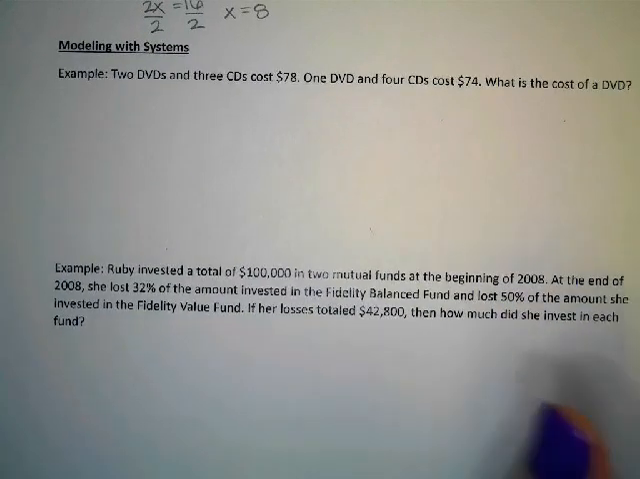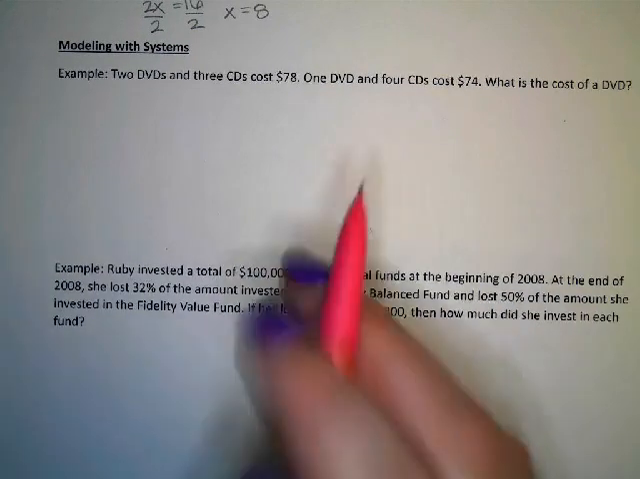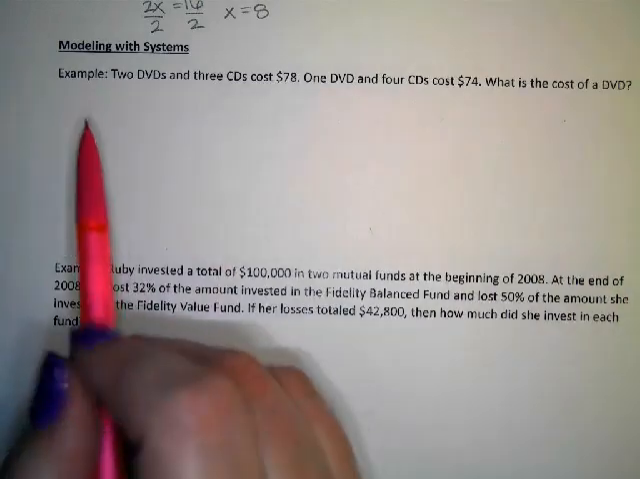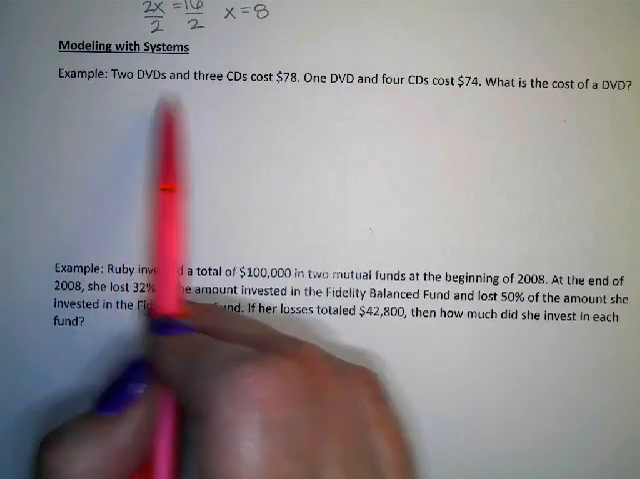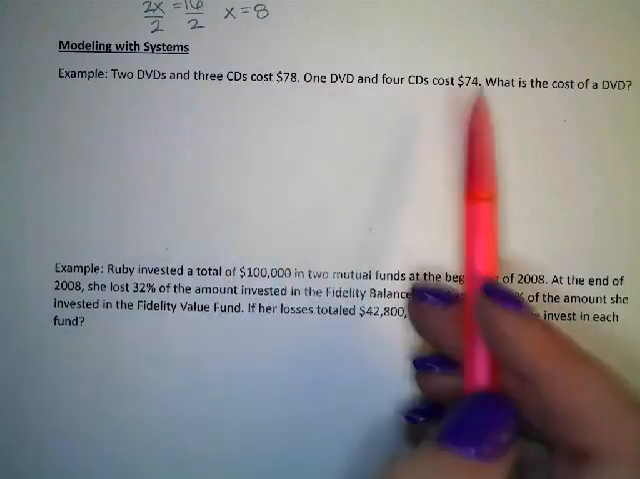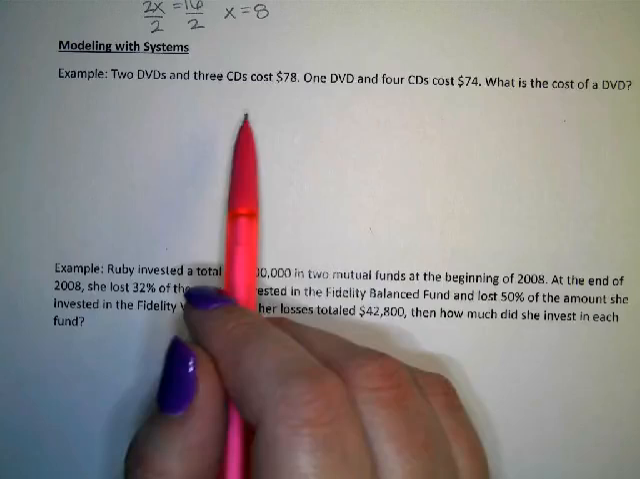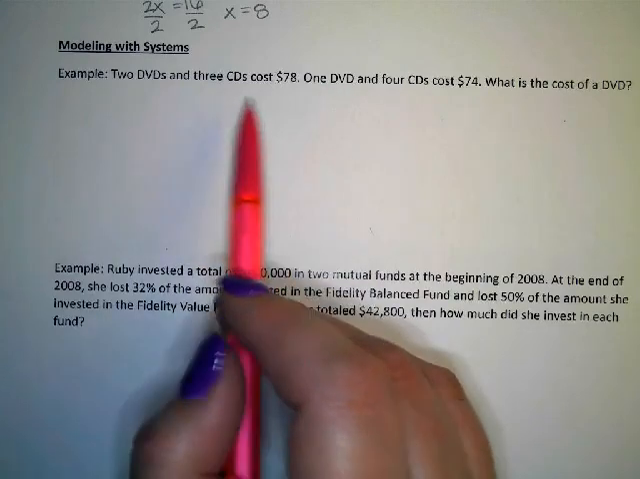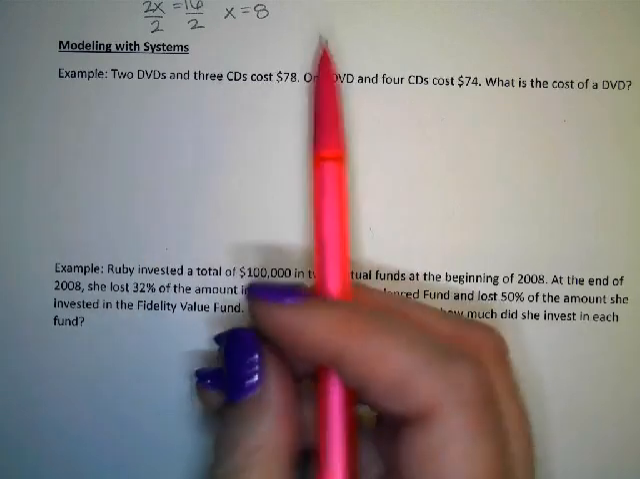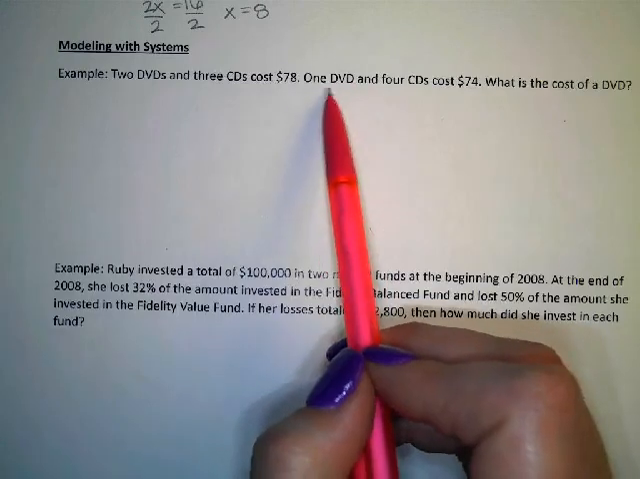So first example says 2 DVDs and 3 CDs cost $78. I know none of us really buy DVDs and CDs anymore, so just pretend this is like 10 years ago and that you still bought this type of thing in physical form. One DVD and 4 CDs cost $74. What is the cost of a DVD?